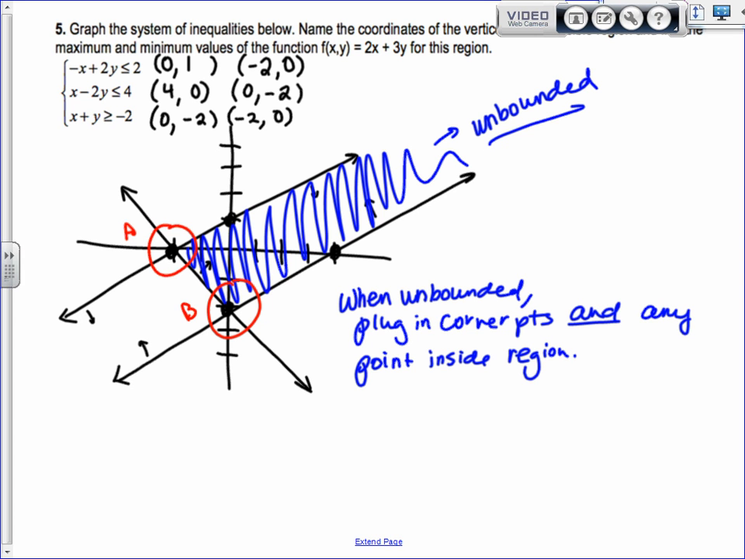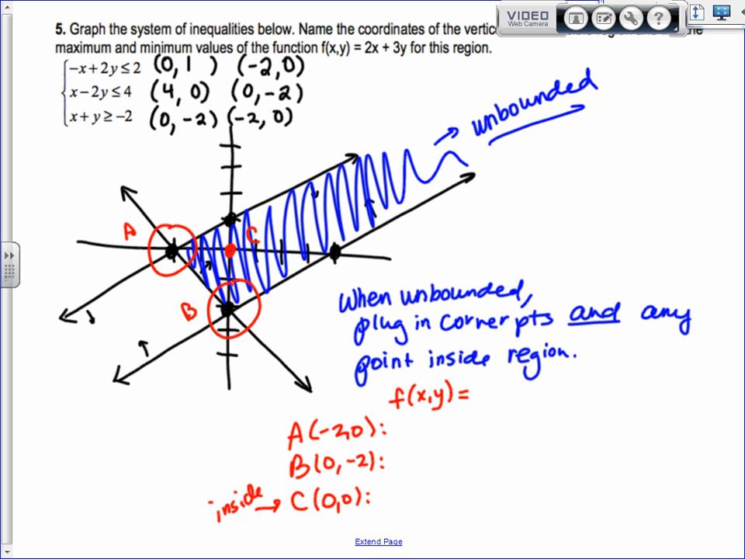So what's a good point? Yeah, 0, 0. Yeah, 0, 0 is always good. So let's call that C. So I'm going to do A, B, and C, which is inside. Okay, so A was -2, 0. B was 0, -2. And I'm plugging in the function.